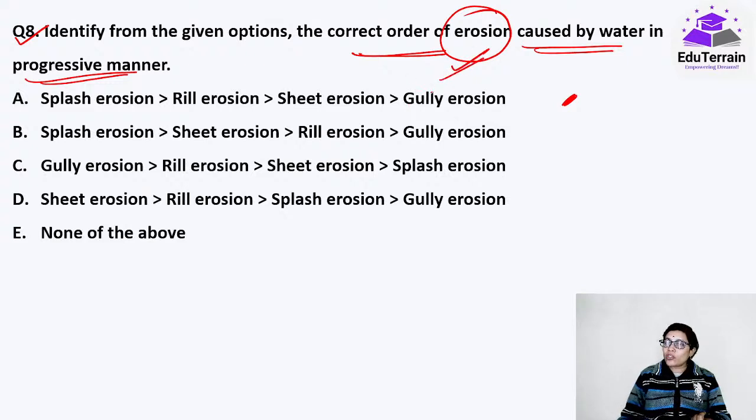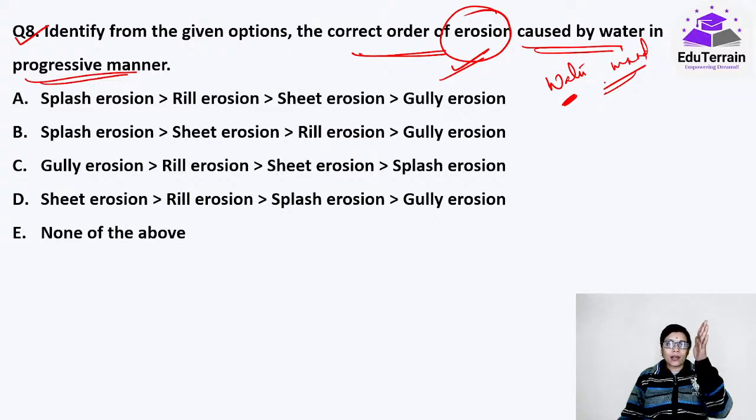When we talk about erosion, it is of two types based on the type of agents: water-caused and wind erosion. In this we are talking about water, that is, erosion caused by water, and you have to tell me the correct order starting from the basic erosion to the advanced erosion. Okay, see here we talk about erosion.